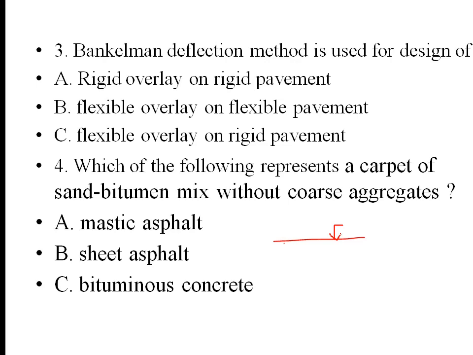The question 4. Which of the following represents a carpet of sand bitumen mix without coarse aggregate? The option is B, sheet asphalt, and mastic asphalt consists of aggregate, fillers, binders and the fiber. And the bituminous concrete is used for the overlay on the bituminous roads and the surfaces and it consists of coarse sand and the stone aggregate and the bitumen.